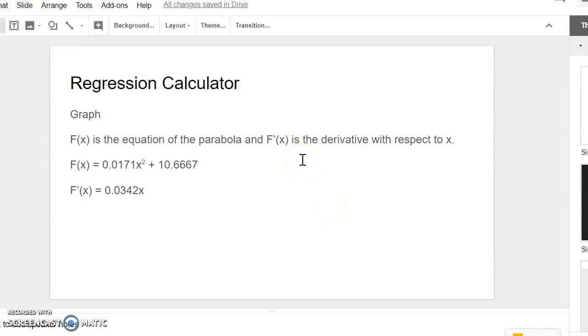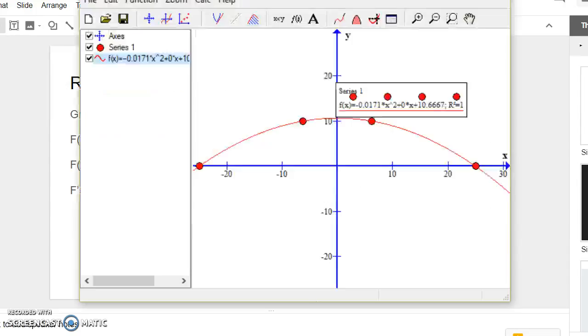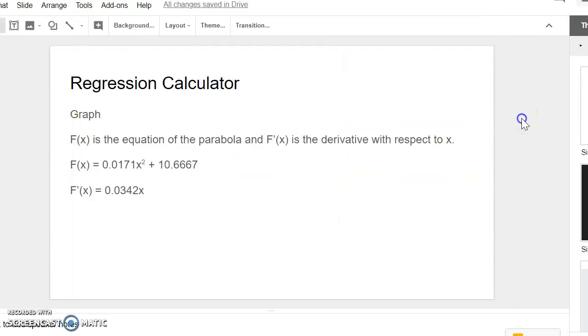Using these points, I used a program called Graph. Here it is. So I entered the points on the axis, and it gave me this equation. If you can see it, f of x equals 0.0171 x squared plus 0x plus 10.6667, my bad. And then, of course, in order to calculate the arc length, you need the derivative. So I took the derivative of this equation, which came out to be that f prime of x equals 0.0342x.